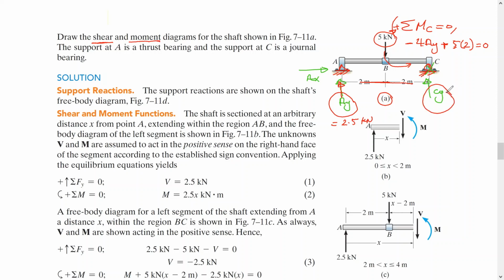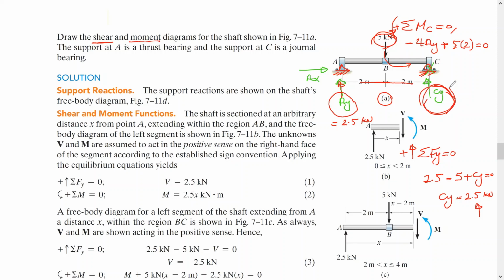To find CY, just take the summation of FY equals 0, assuming it positive upward. So we do have AY, which is 2.5, we just calculated, minus this force, which is 5, plus CY equals 0. So CY is equal 2.5 kilonewton, and the direction is upward as pointed in the free body diagram here.